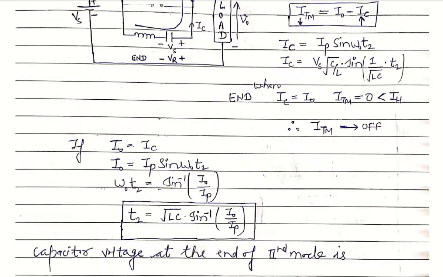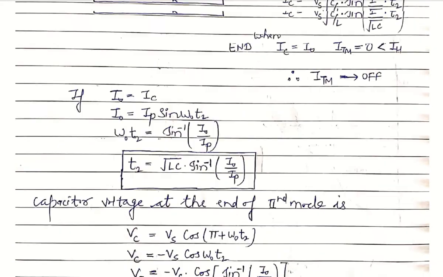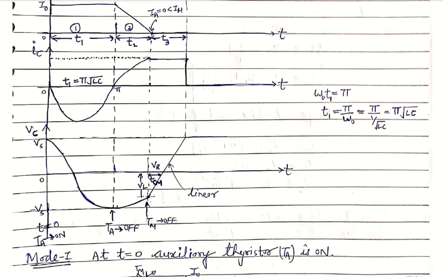So what is the peak value of this main thyristor? The main thyristor peak will be I naught and the auxiliary thyristor peak will be Vs root C by L. This amount of current will be flowing as the peak value. What is the conduction time of the thyristor? Up to T1 time the thyristor TA is on, as we assume that at t equals 0, thyristor TA is on, and up to time T1 this thyristor will be in the on condition. So this is the conduction time of the auxiliary thyristor, which is given as pi root of LC.